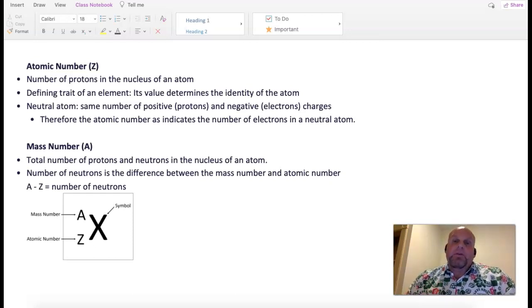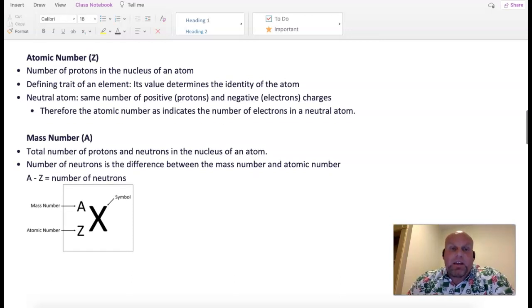Atoms are neutral. They're neutral because the number of protons equals the number of electrons. So my positively charged protons and my negatively charged electrons are equal in number. So the atomic number also represents the number of electrons in a neutral atom. The value here is the mass number. This is the total number of protons and neutrons in the nucleus of an atom. So you can see here, if we take the difference between the mass number and the atomic number, we'll end up with the number of neutrons in the nucleus.